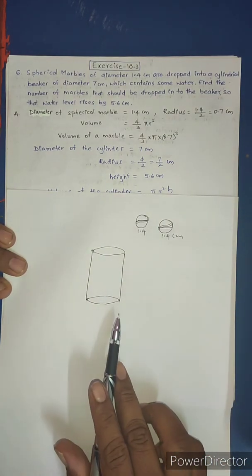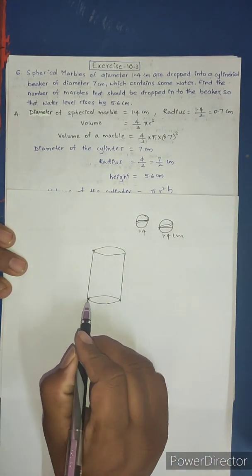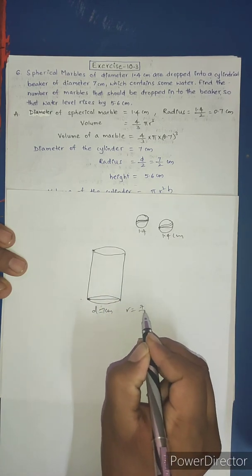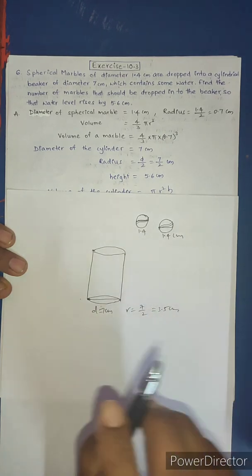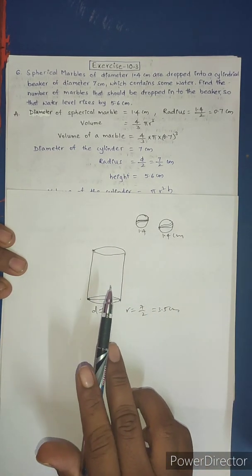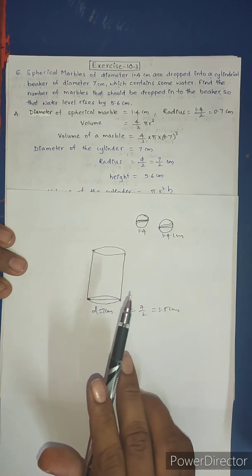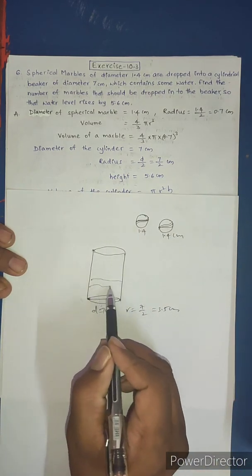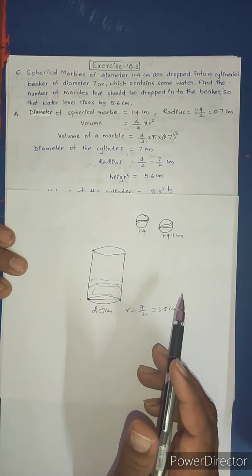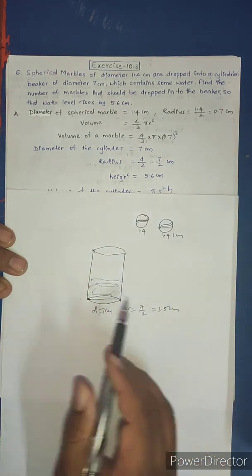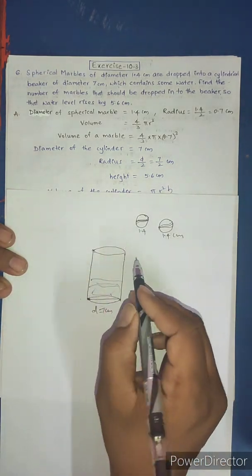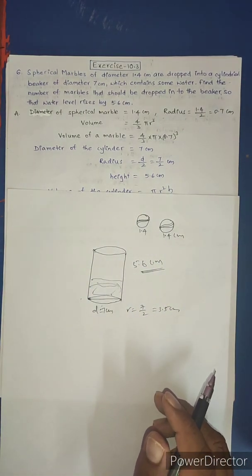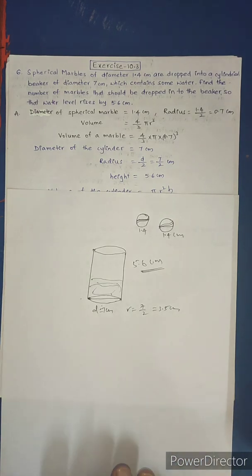This beaker is in the shape of a cylinder. Diameter 7 centimeter, from this corner to that corner, so the radius is 7/2 or 3.5 centimeter. It contains some water. Find the number of marbles that should be dropped into the beaker so that the water level rises by 5.6 centimeter. Already there is some water in that beaker. When you drop some marbles in that beaker, the water level increases by 5.6 centimeter. Then we are asked to find how many marbles you dropped in that beaker.